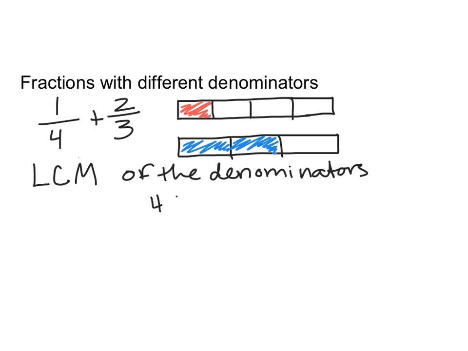So that's 4 and 3. They don't have any common factors. So I just do 1 times 4 times 3, and I get 12. The LCM of the denominators is 12. So that means I need to rewrite both fractions so they have a denominator of 12.